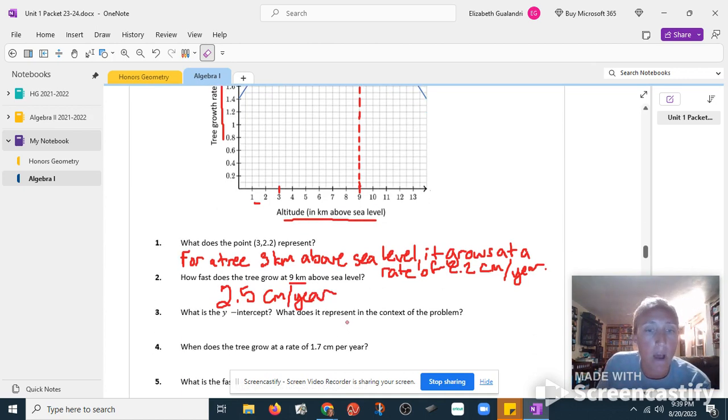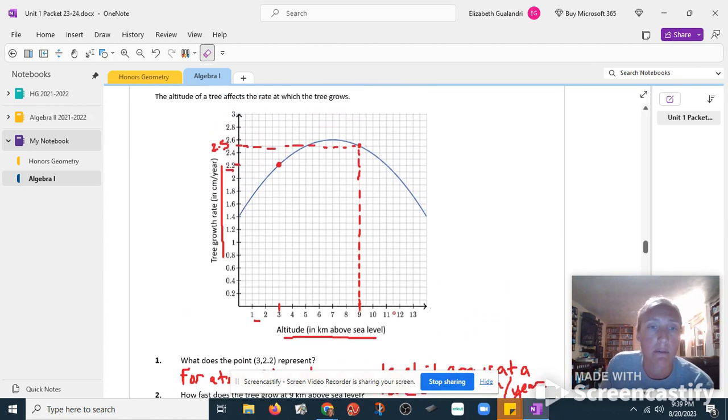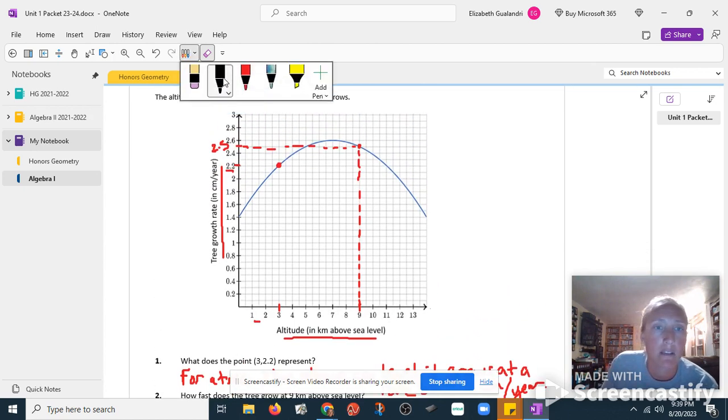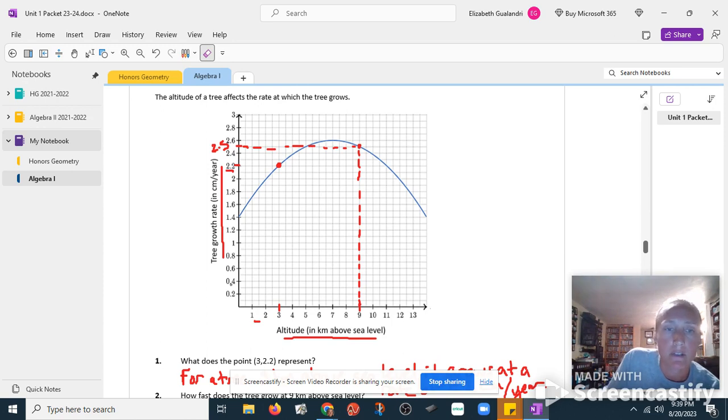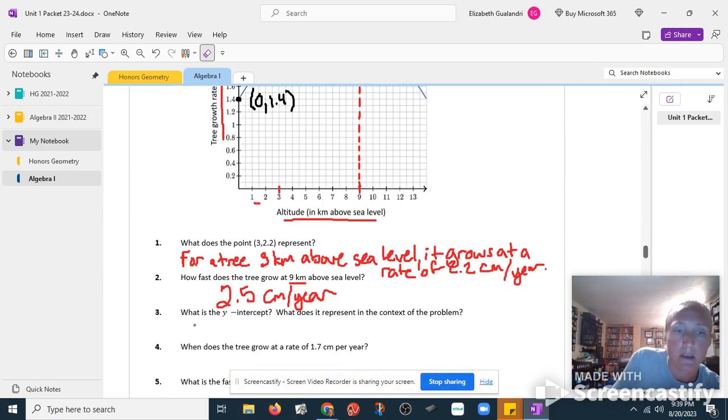Next question, what is the y-intercept and what does it represent in the context of the problem? So the y-intercept, if we're looking at this graph here, is going to be on the y-axis where it intersects the y-axis. So we're going to have a y-intercept right here. The coordinates of that point are 0, 1.4. Now, I write the coordinates of that point down because the 0 is what a lot of people miss in this case.